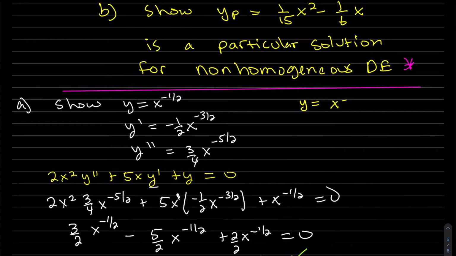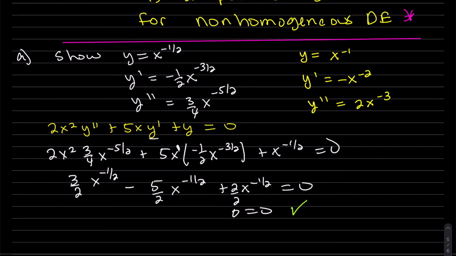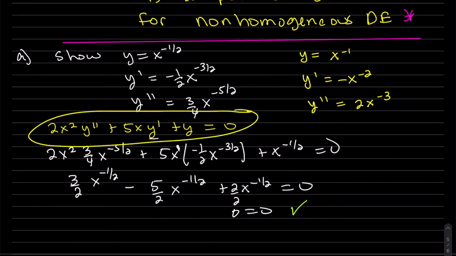It's a solution. Do the same thing for the second one, x to the minus 1, maybe a little easier. Plug that into here again and show it's a solution. Double prime.